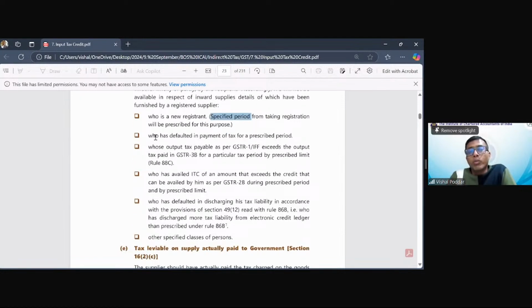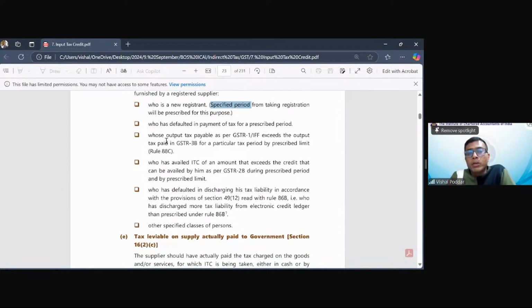Second, you will not get credit of that supplier who has defaulted in payment of the tax. So if the supplier has not paid the tax in his return, you will not get ITC. Then, a supplier whose output tax, which he is showing in his GSTR-1, exceeds the output tax which is appearing in his 3B.